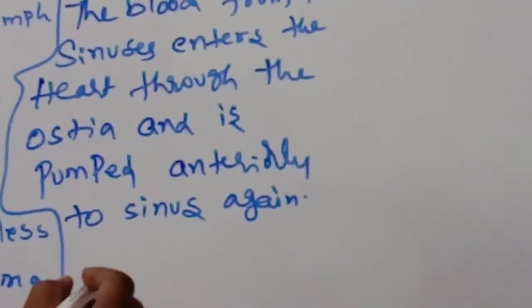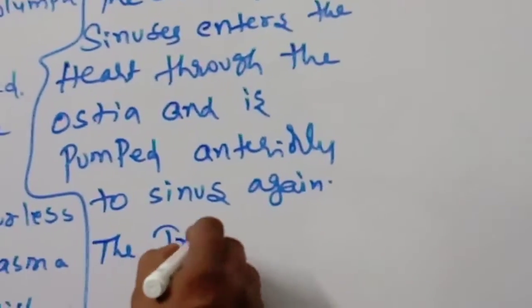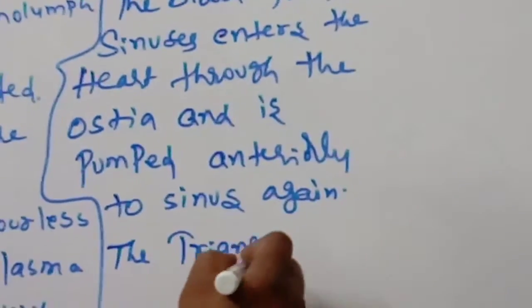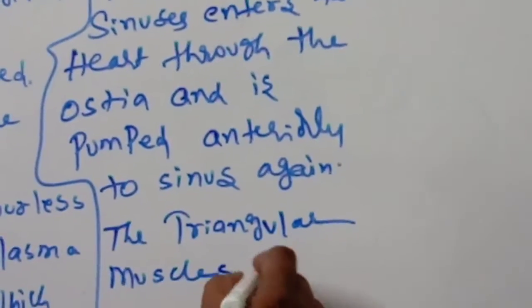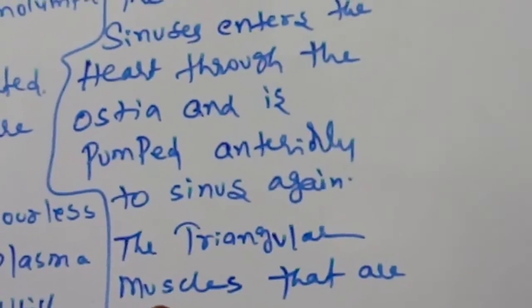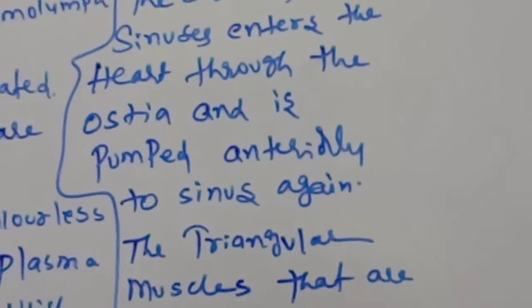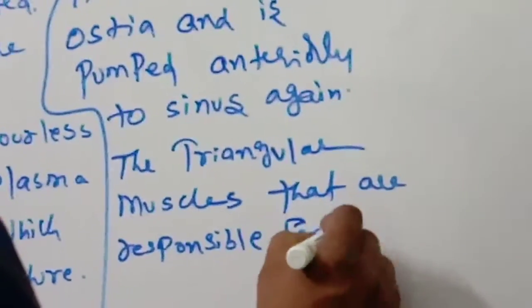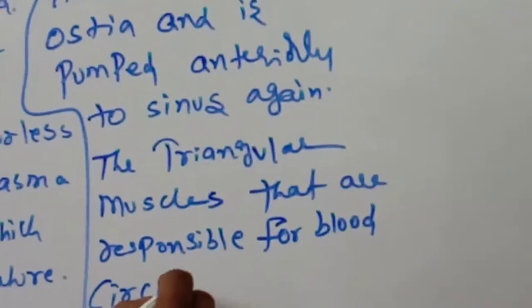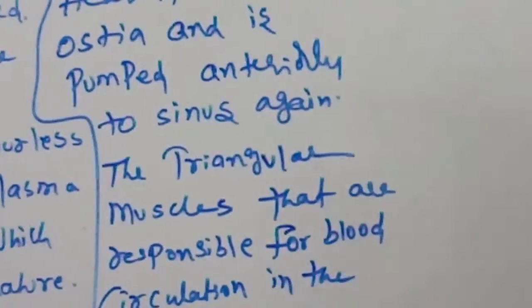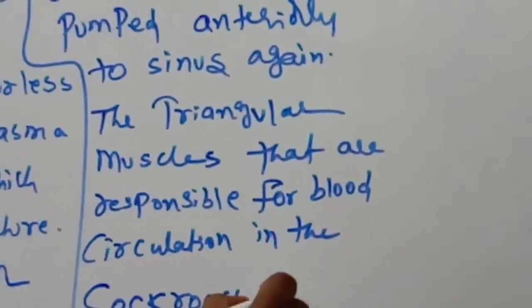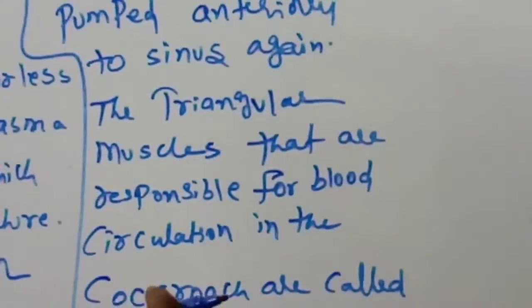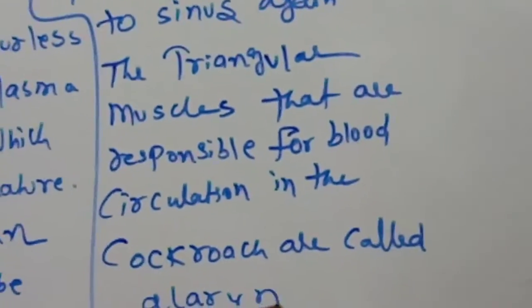This is important. The triangular muscles that are responsible for blood circulation in the cockroach are called alary muscles. Next, that is important, right?